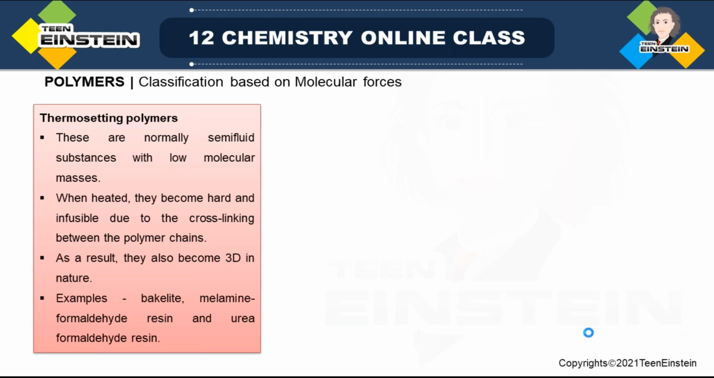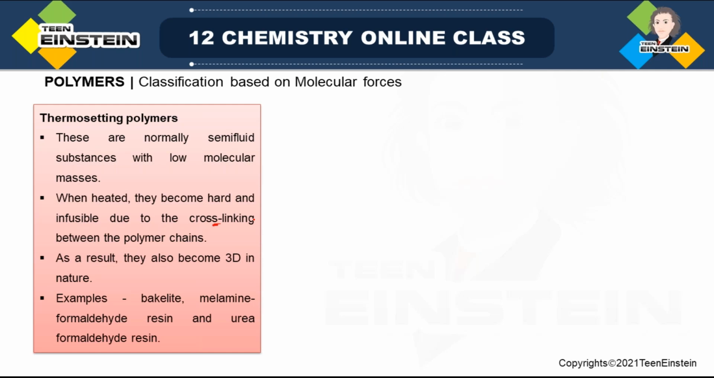Thermosetting. These are normally semi-fluid substances with low molecular masses. But if you heat them, they become hard. In the previous case, you have seen it becoming fluid, but now it is different. It is becoming hard and infusible. Now why is it becoming hard? Because when you heat it, some cross-linking is generated between the chains. And because of this cross-linking, now they become hard.